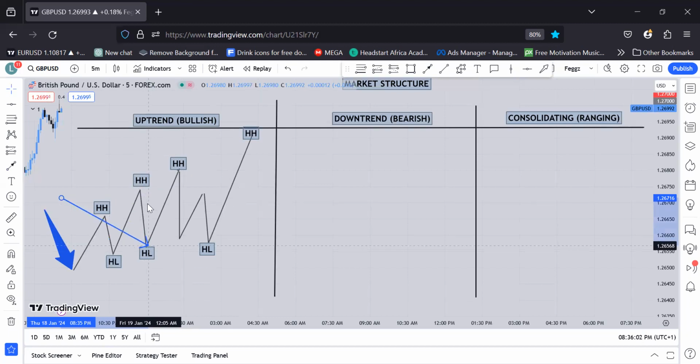Here is a higher low because it is higher. This low is higher than the previous low. Do you see the logic? This low is higher than this previous low. This high is higher than this previous high. This high is higher than this previous high.